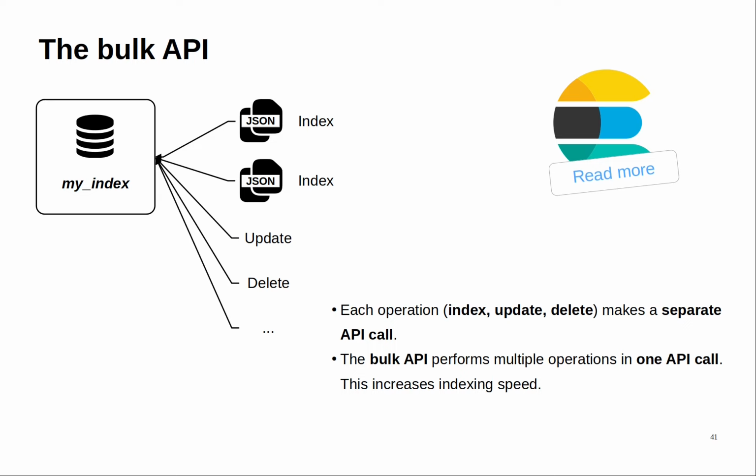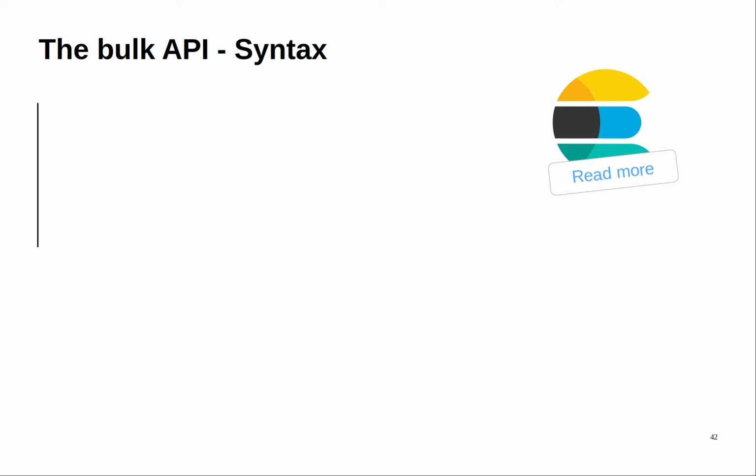That's where the bulk API comes in. Instead of making multiple individual requests, you can bundle all operations into a single API call, significantly improving processing speed and reducing overhead. Let's take a look at the syntax for the bulk API. When using it, you alternate between specifying the action to be performed and providing the corresponding source.